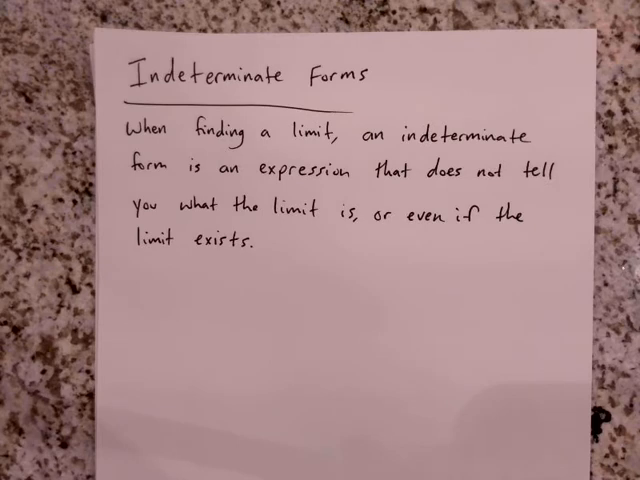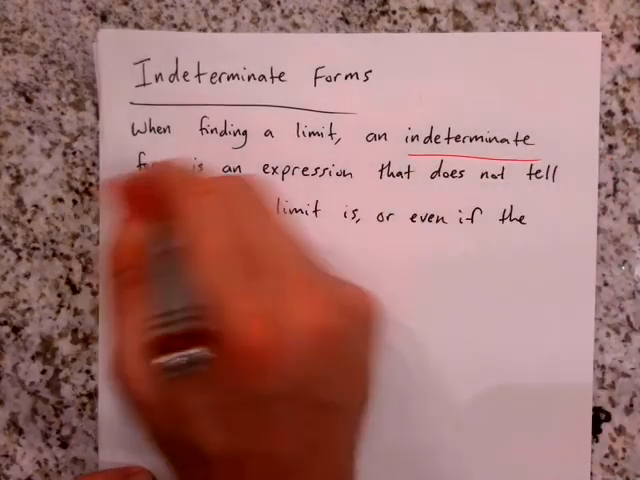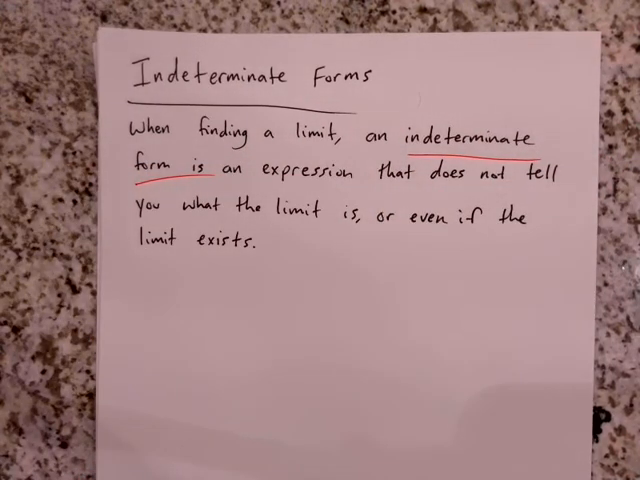So today we're talking about indeterminate forms and L'Hopital's rule. So first, what it means to be an indeterminate form. When you find a limit, an indeterminate form is an expression that doesn't tell you what the limit is or even if the limit exists.